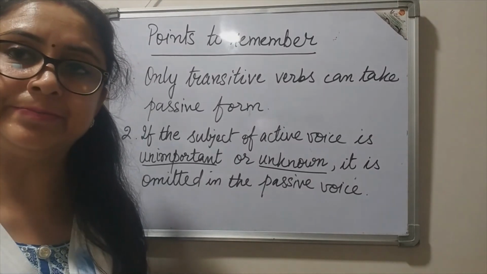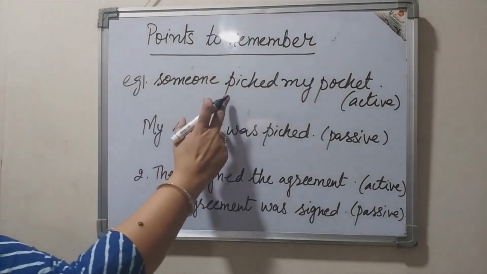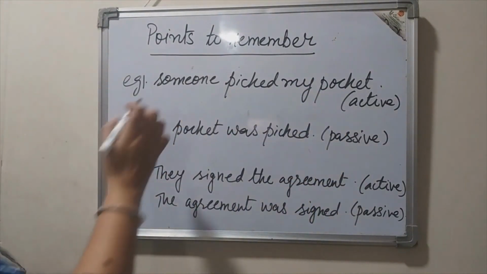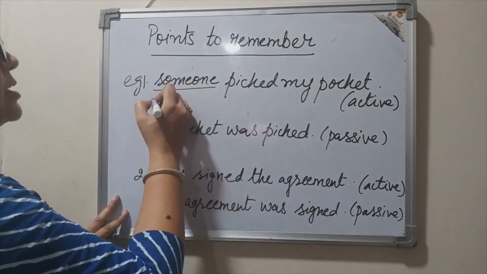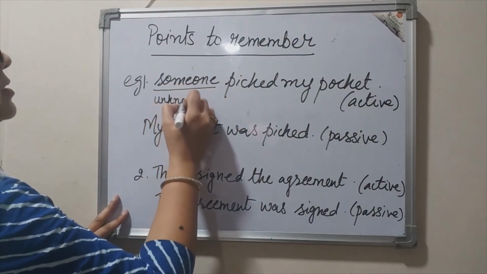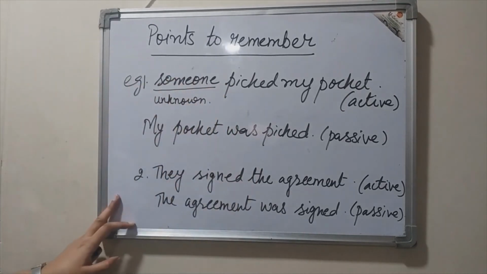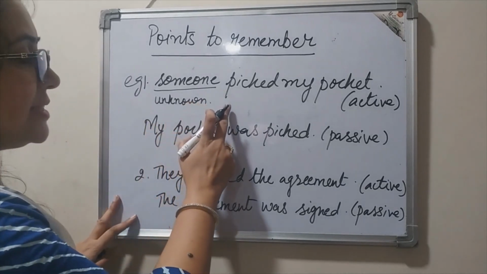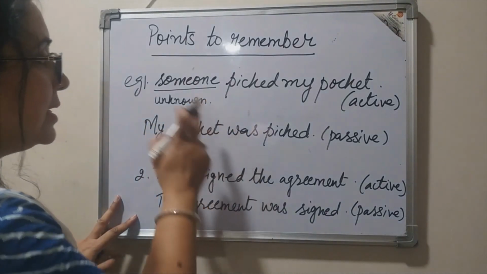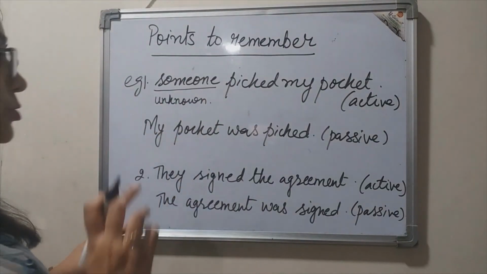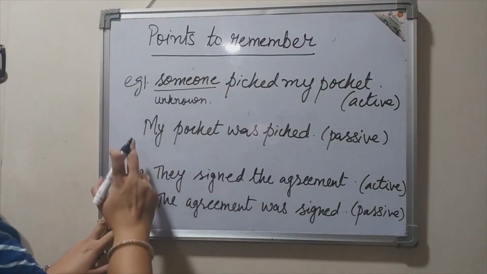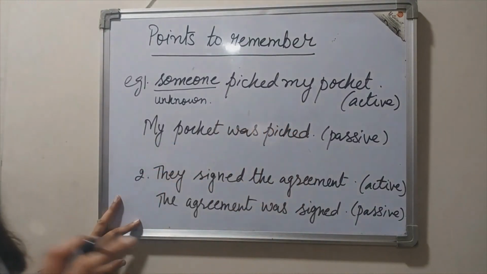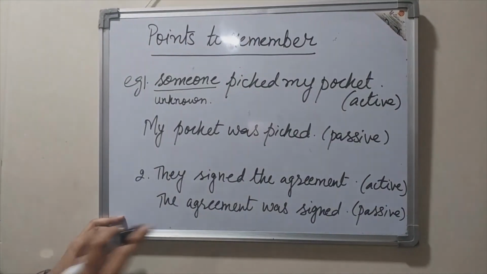For example, someone picked my pocket. Now this sentence is in active voice, but here the subject is unknown, isn't it? We don't know who the subject is. So in this case, when we change the sentence into passive voice, this subject can be omitted. So straight away it can be written as "my pocket was picked." Now it is not at all necessary to write "by someone", right?